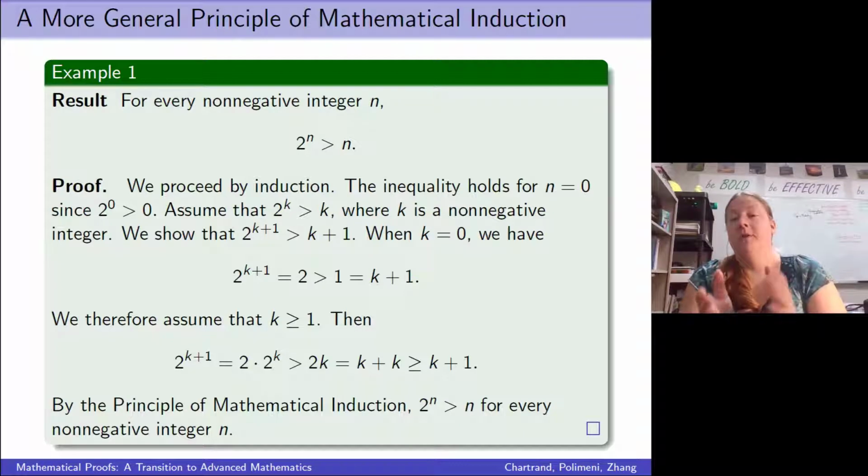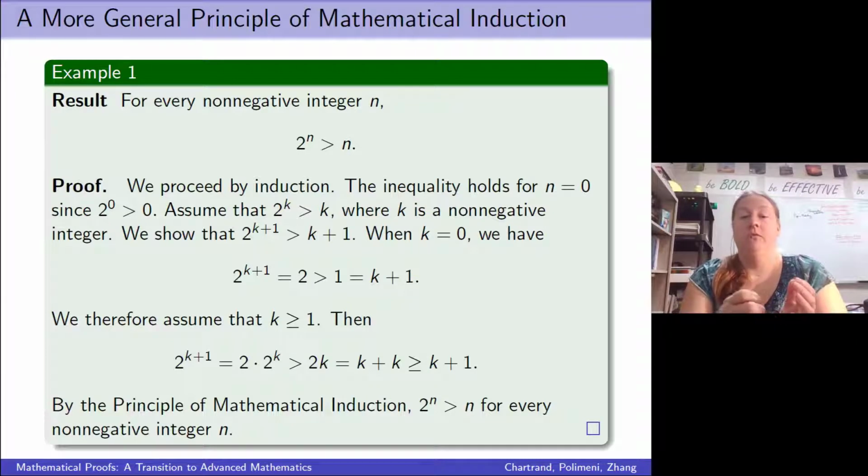So to proceed by induction with our proof, we need to show the base case, that is, the minimum number in the set holds. So non-negative integers, the minimum value is going to be 0. So we'll show our base case for n equals 0. 2 to the 0 is 1, which is greater than 0. So our base case is true.